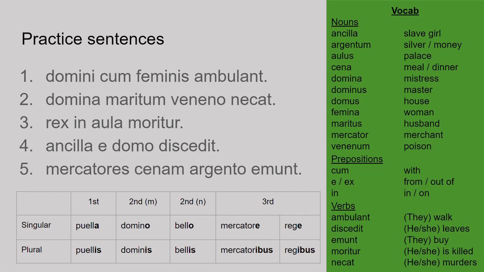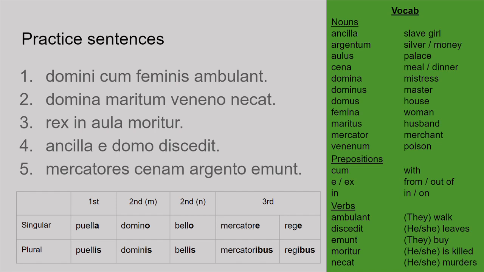For the first one, Domini cum feminis ambulant. Feminis matches my ablative ending for the first declension plural. So it's by, with, or from the women. The preposition cum tells me it will be with, it's an accompaniment. Domini is plural, nominative. The masters are in charge of this sentence. The verb means they walk, so altogether start with the nominative, then do the verb, and then add anything else in. So this sentence means the masters walk with the women.